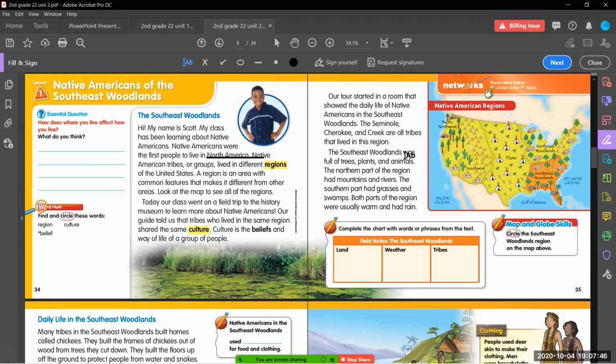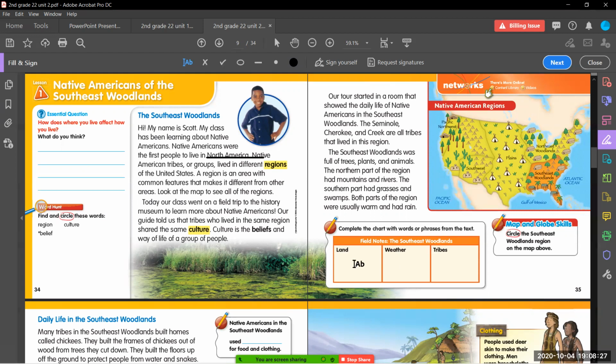So over here, we talked about what we find in the Southeast Woodlands, and that's going to be this area right here in orange. So we talked about the northern part or the upper part of the Southeast Woodlands and then the bottom part of the Southeast Woodlands. So this is our map over here. The title for our map is Native American Regions. We can see that it's divided up into different sections. We have the Pacific Northwest, the Southwest, the Plains, the Northeast Woodlands, and the Southeast Woodlands. We also have our major bodies of water labeled.